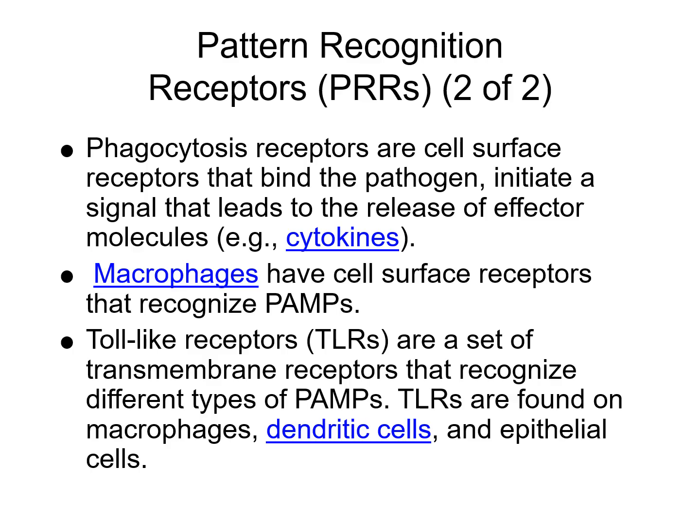Your toll-like receptors are transmembrane receptors that recognize specific types of PAMPs. These are found on macrophages, dendritic cells, and epithelial cells. Their function is to detect pathogens and activate innate immune signaling pathways, which can include cytokine production and phagocytosis.